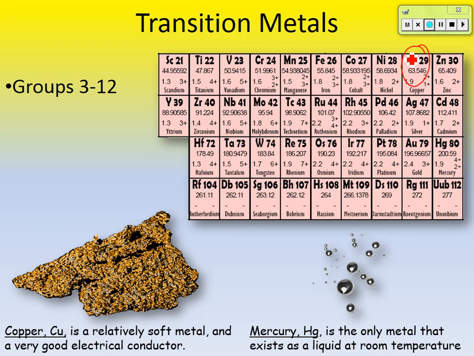Okay, the transition metals. Let me bring your attention to this right here. Look at where copper is. What's below it? Silver. What's below it? Gold. Copper, silver, and gold. Some of the most valuable metals on the planet. Okay, and they're all in the same group on the periodic table. They're all in the same group.